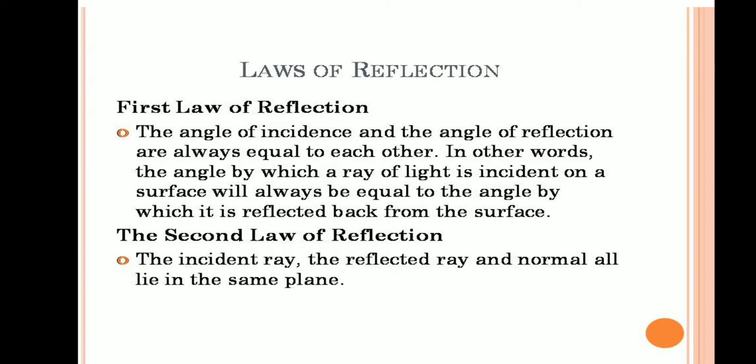Laws of reflection. First law of reflection: the angle of incidence and the angle of reflection are always equal to each other. In other words, the angle by which a ray of light is incident on a surface will always be equal to the angle by which it is reflected back from the surface. Second law of reflection: the incident ray, the reflected ray and the normal ray all lie in the same plane.